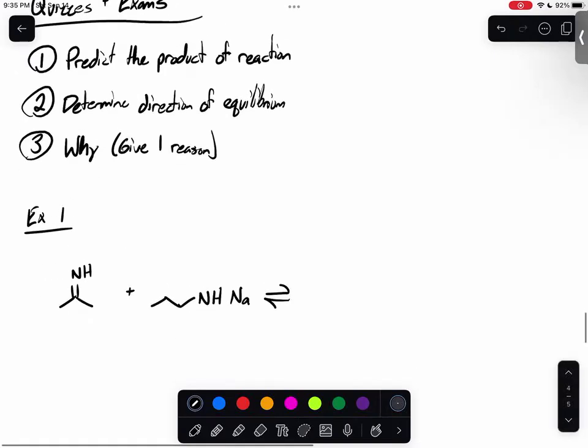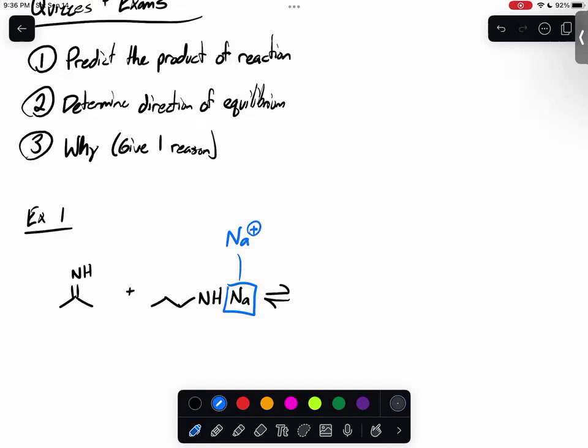To do this, I recommend step one is you always need to identify your acid and you always need to identify your base. So looking at these two structures, the first thing that I personally notice is a sodium, right? And what a sodium tells me is that this sodium is just going to be a bystander, right? It's a spectator ion. It's not going to do anything.